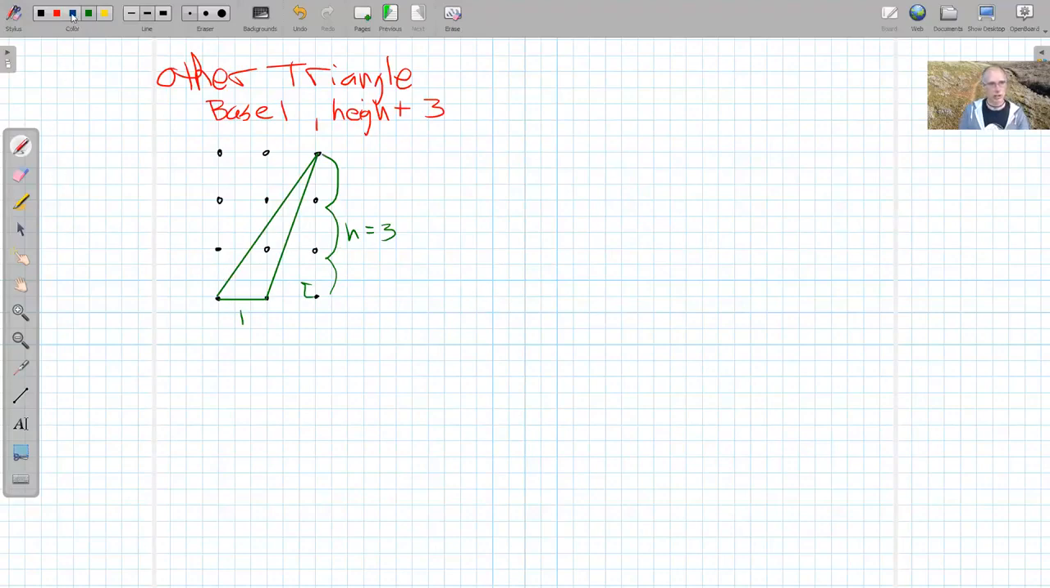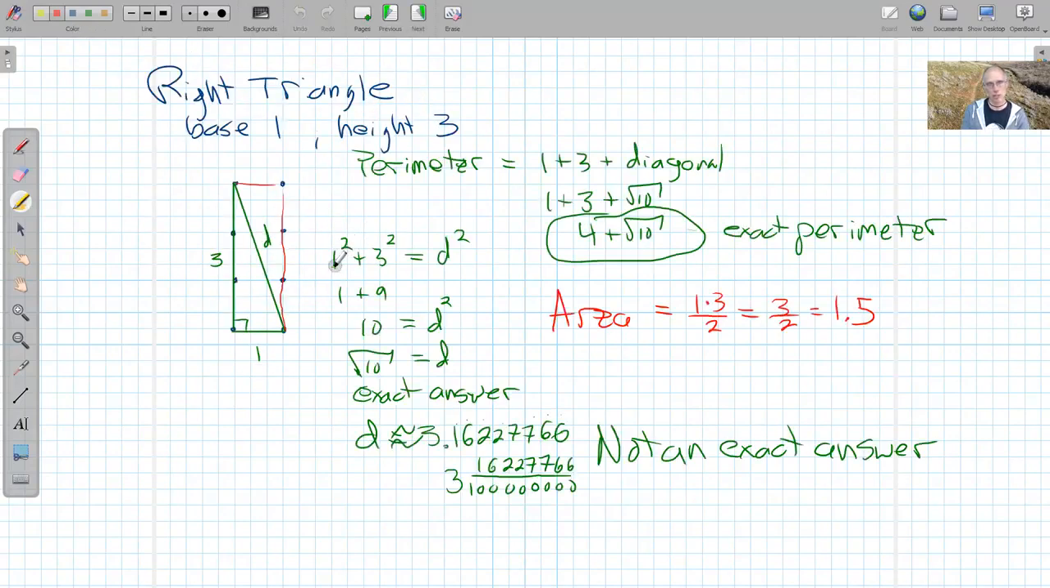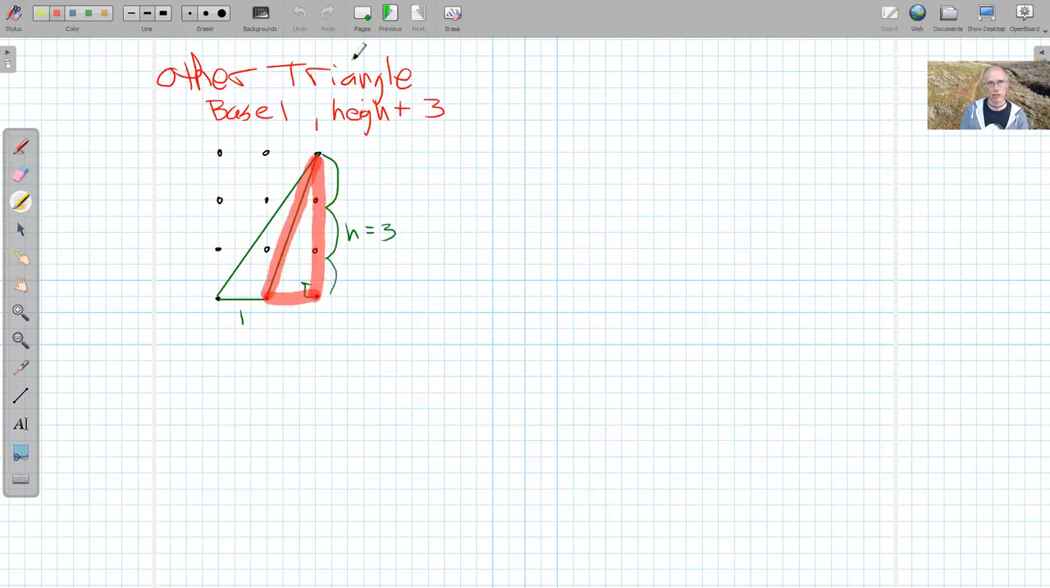Well, it turns out I already figured out this length right here in the previous problem, because that is part of a right triangle with a base of 1 and a height of 3. And the Pythagorean theorem on the previous page told me that if a base of a right triangle is 1 and the height is 3, then the diagonal has to be the square root of 10. So cool, I already did that one. I don't have to repeat that. So I know that this side right here is, let's color it red, the square root of 10.